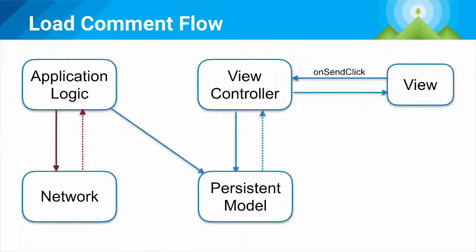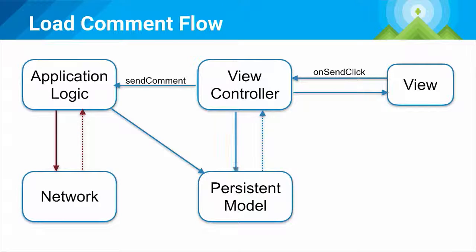Let's say the user clicked on the send button. The view controller tells the application logic, I have this comment, please send it. The logic instantly updates the disk. That's the first thing you have to do. You update the local storage and tell everyone, hey, I added this comment. And it also calls the network.